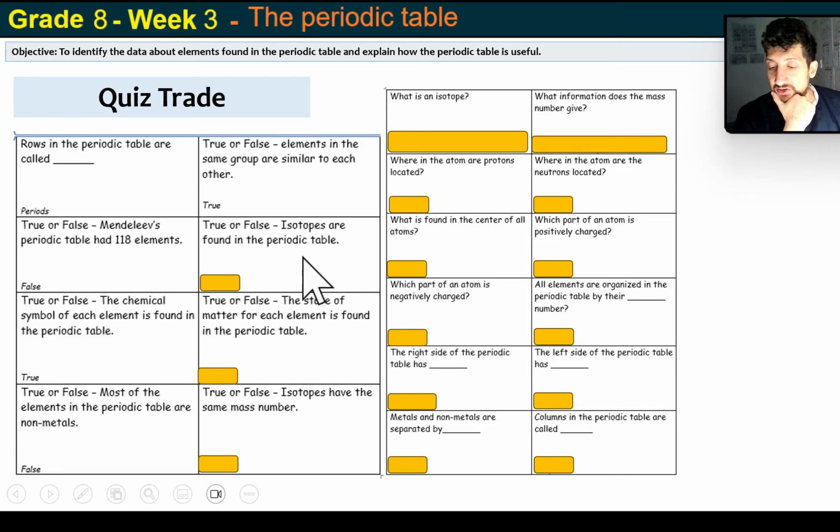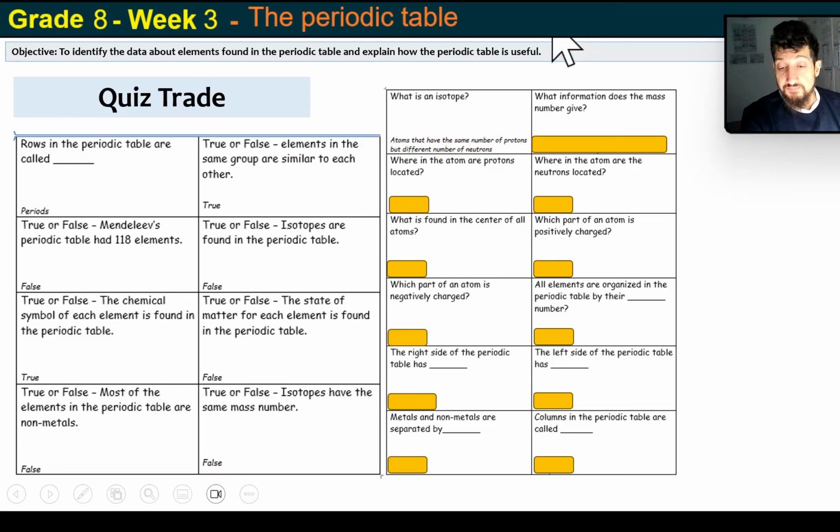True or false? Isotopes are found in the periodic table. No, they're not found in the periodic table. True or false? The state of matter for each element is found in the periodic table. No, it doesn't say the state of matter. It doesn't say whether it's solid, liquid, or gas. And isotopes have the same mass number. No, they don't, because they have different numbers of neutrons. What is an isotope? It's an element that has the same number of protons and a different number of neutrons.